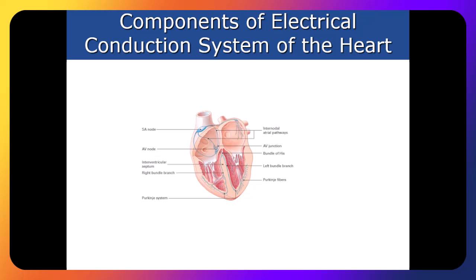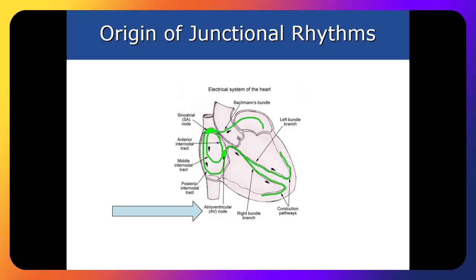Keep in mind the components of the electrical system: the impulse would normally start up in the SA node and travel down through the intranodal pathways. As it does that, it depolarizes the left and right atria, and they contract. They empty their blood down into the ventricles. Now it comes on down to the AV node, gets held up there, and then gets sent down through the bundle of His, into the left and right bundle branches, and into the Purkinje fibers.